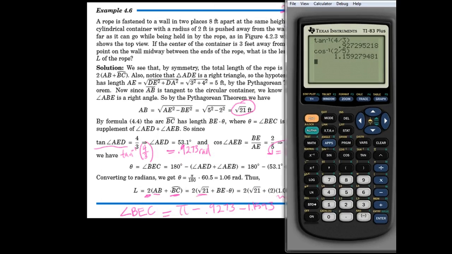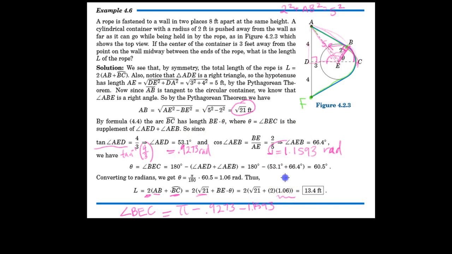So let's just do it. We have pi, because that's half of the circle. That's 180 degrees, that's equivalent to pi. So then you can do minus 0.9273 minus 1.1593, and that is our 1.05. Do you see how that's the same? They have 1.06. So 1.05, we already know it's in radians. Okay, and I even think it's probably a little more accurate.